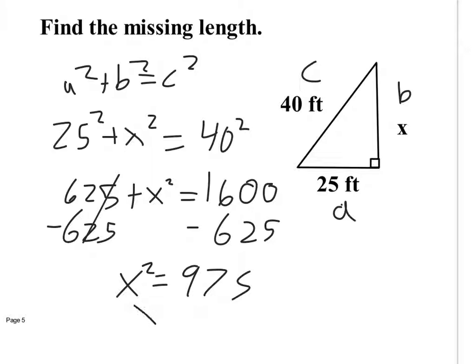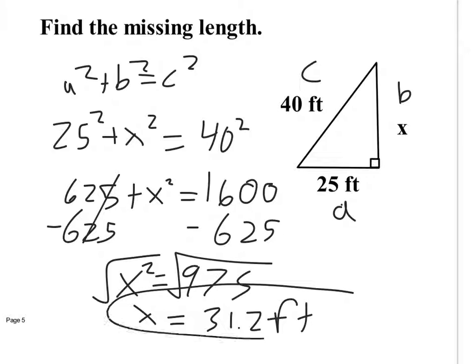William, how do you find out what x is if you have x squared? So to get x squared by itself, you put the radical sign above both sides. You square root it. Because the square root of x squared is x. They cancel each other out. All you're left with is the base, which is x. The square root of 975 is 31.2. It actually continues on, but we're going to round to the nearest tenth. So 31.2 feet is the answer.